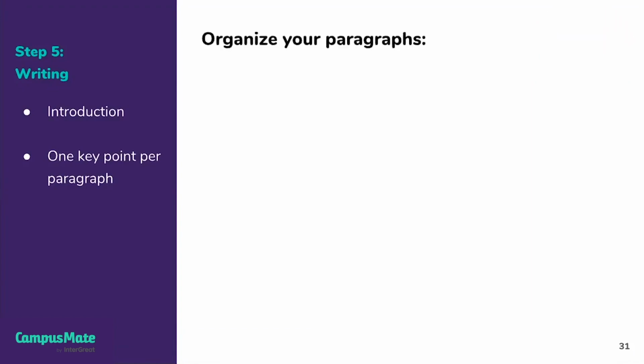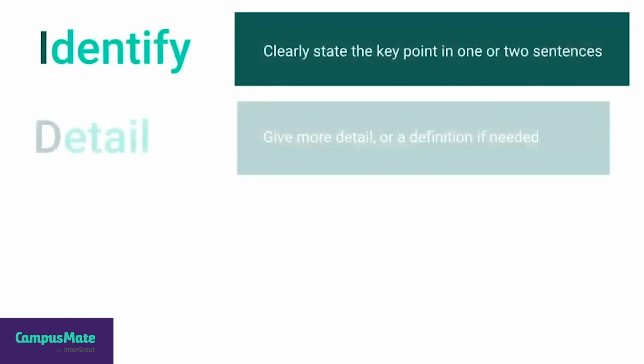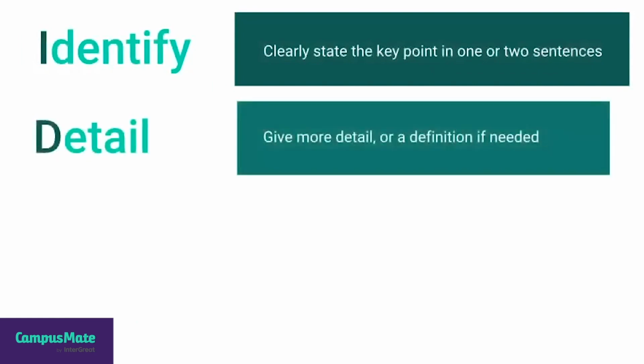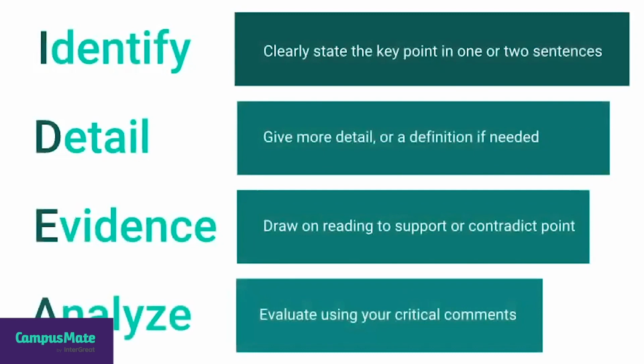First, identify your point by stating it clearly in the first 1 or 2 sentences. Then, you can give more detail, or give a definition if you need. After that, give evidence by drawing on the reading you've done. Finally, analyze and evaluate the point by asking critical questions. This will help demonstrate your critical thinking skills and originality.